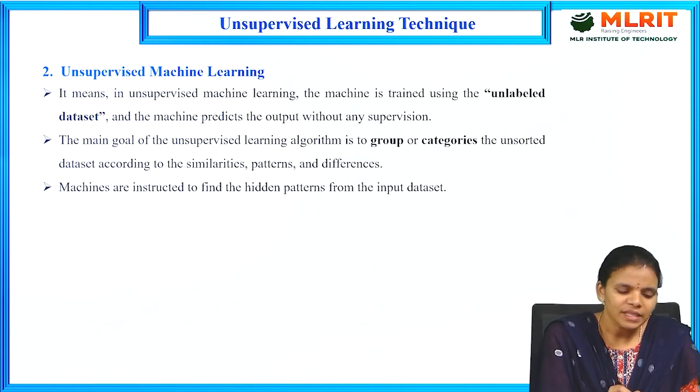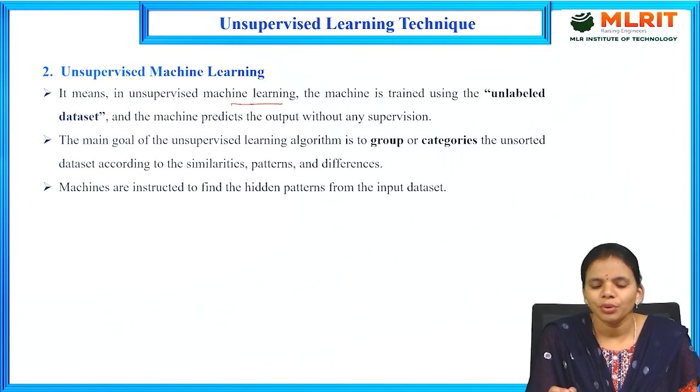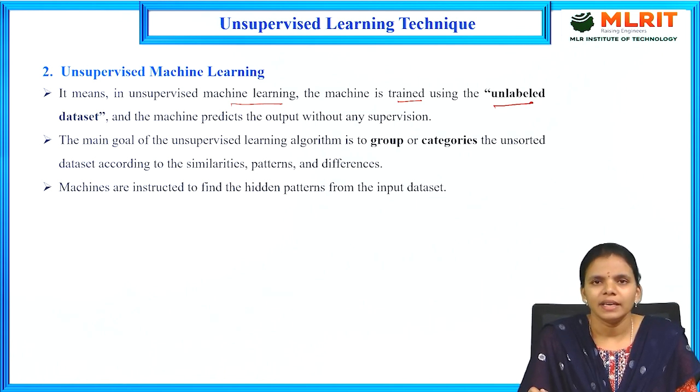In this unsupervised machine learning technique, the machine is going to be trained using an unlabeled data set. So what is meant by an unlabeled data set? In the supervised learning technique, we used a labeled data set, meaning we gave a particular name to the input variables. We gave a particular name to the images or the data points in the training data set, and we used a new data point to predict the output, right?